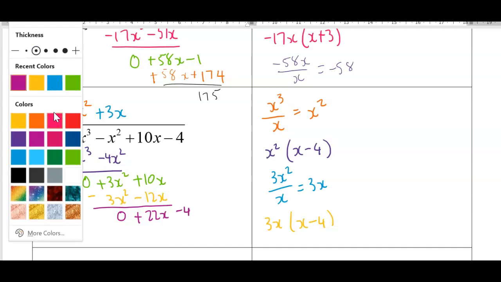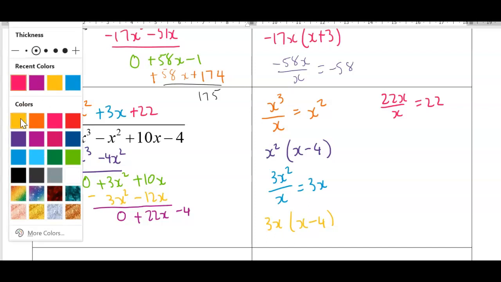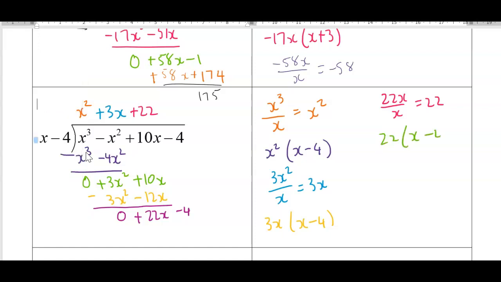All right, and we start the process again. So 22x divided by x gives you 22. So put plus 22 up here. And then multiply that through. So 22 times x minus 4 gives you 22x minus 88. And then just working out our remainder. So negative 4 plus 88, so plus 84.